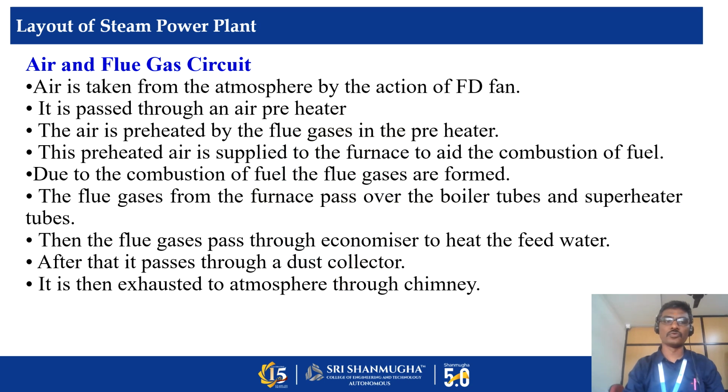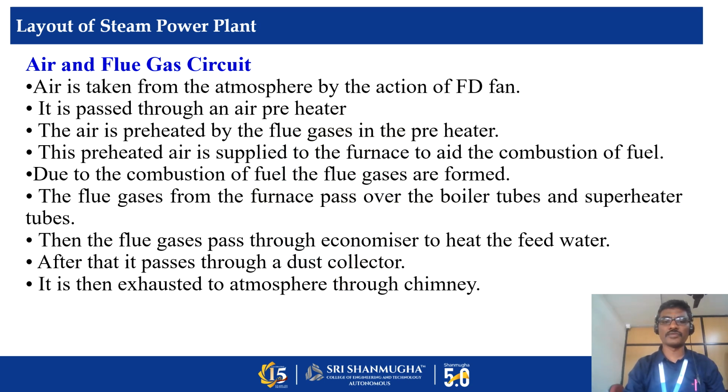Then the air and flue gas circuit. Air is taken from the atmosphere by the action of the FD fan, that is, the forced draft fan. It is passed through an air preheater. The air is preheated by the flue gases in the preheater. The preheated air is supplied to the furnace to aid combustion of fuel, because if we pass hot air into the combustion chamber, the combustion takes place in a better manner.